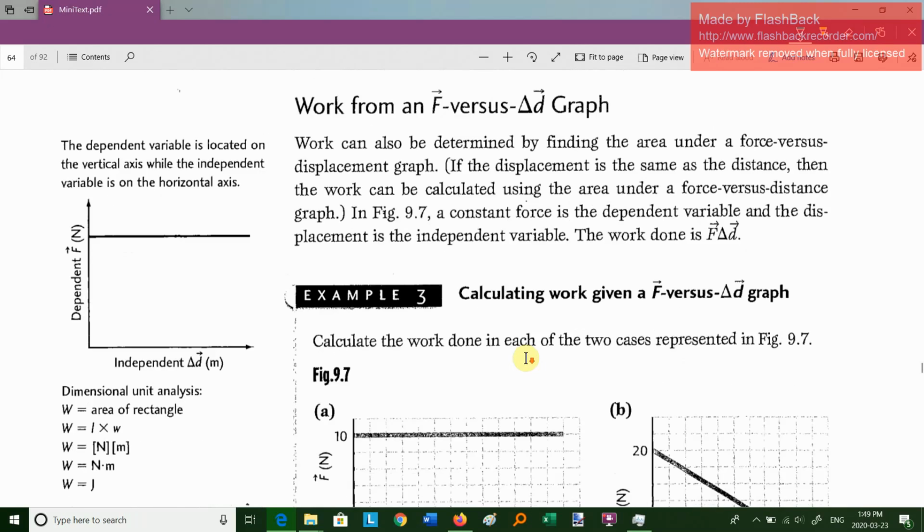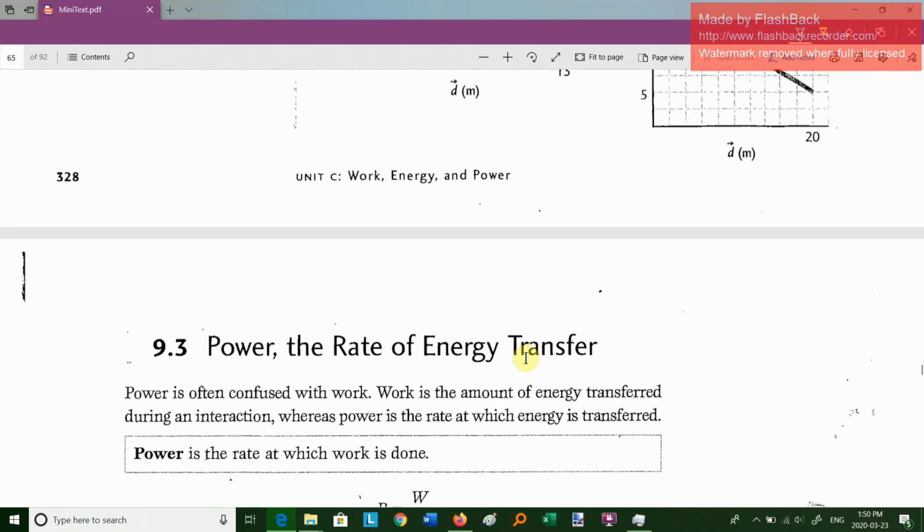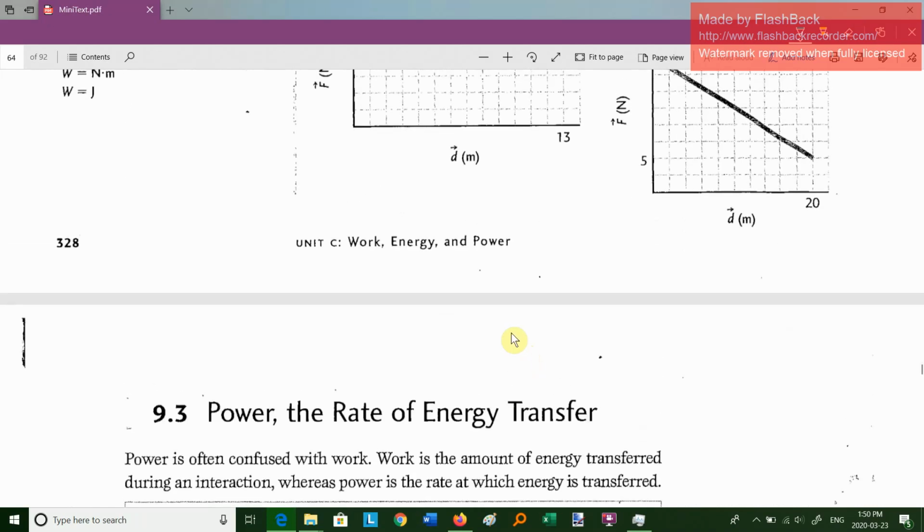Work from an F delta d graph, we're going to omit that. So power we'll get into next lesson. Let me just see here if there are some work questions you can try on your own. Remember, at the end of the mini text there is an answer key.